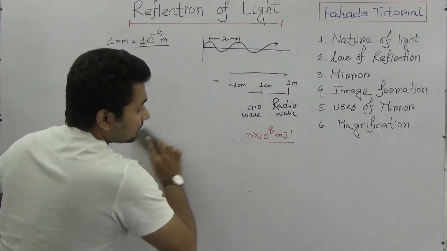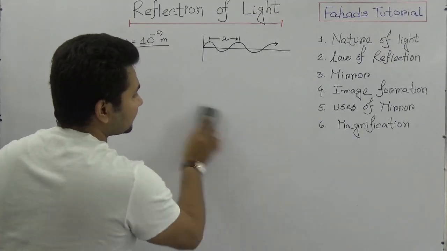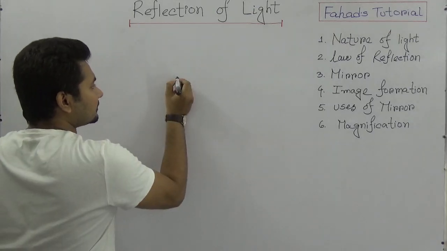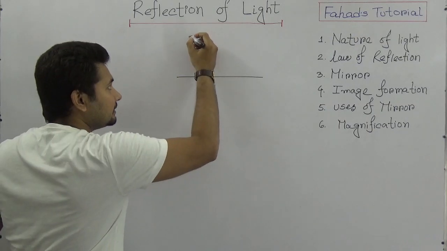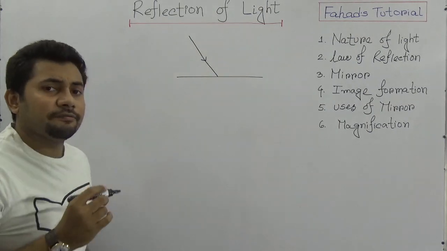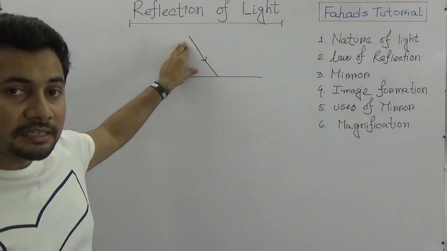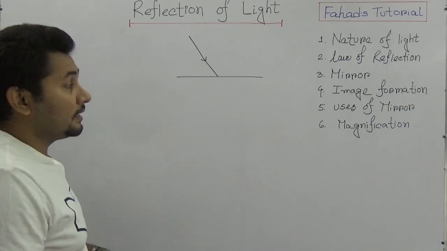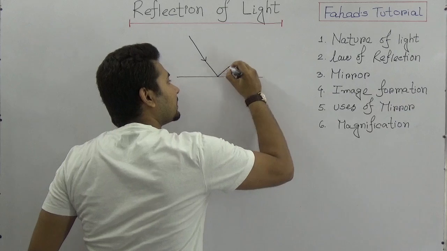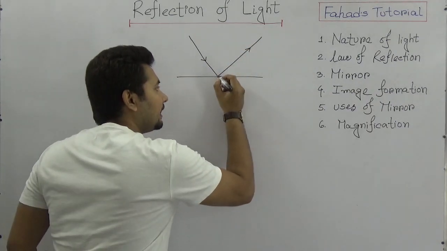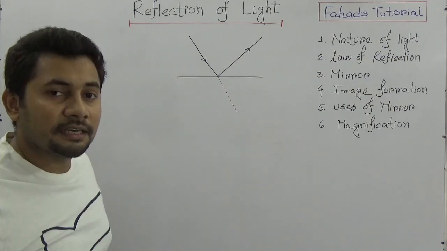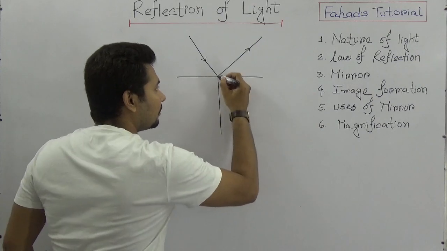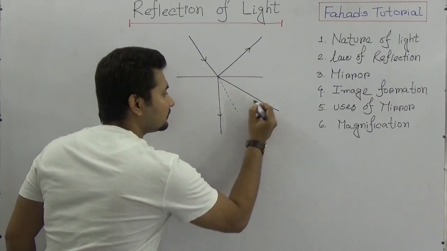If light travels from one medium and falls on another medium, how many phenomena are going to take place? Suppose this is a surface, and light is coming in this way. If light is traveling from one transparent medium and falling on another medium, three phenomena will take place. Light can go back to the previous medium, it can directly come in and be absorbed, and it can also go away in this way or this way. So these three things can happen.